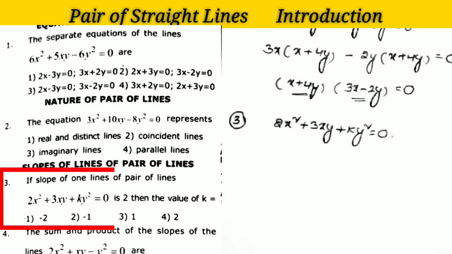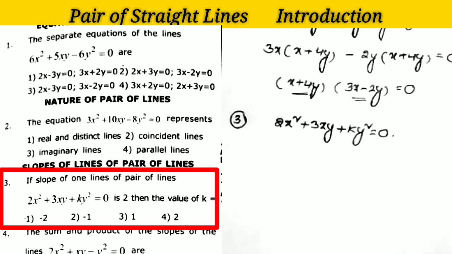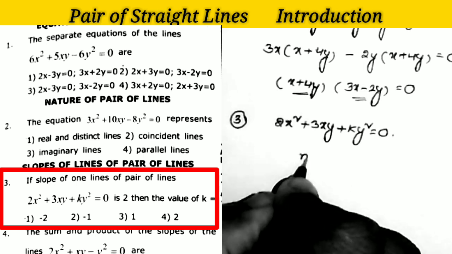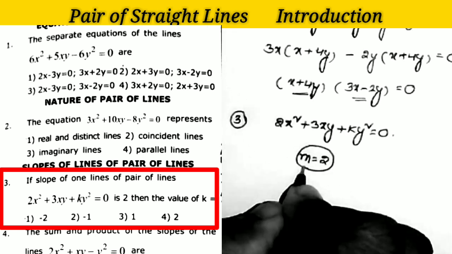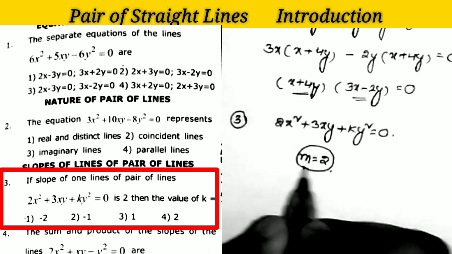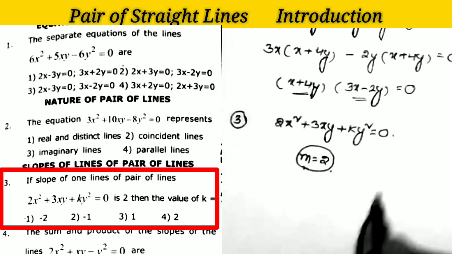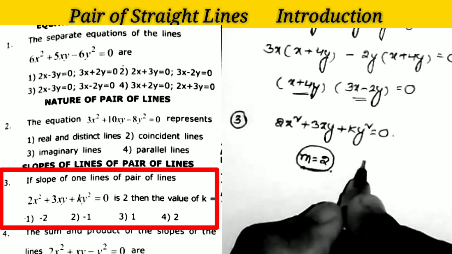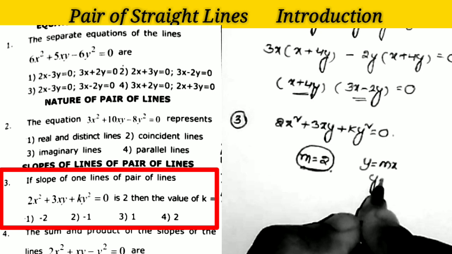Okay. Next problem is number 3. If the slope of one of the lines of the pair of lines 2x square plus 3xy plus ky square is equal to 0 is 2, then the value of k is equal to. So given that the slope of one of the lines is equal to 2. Suppose the slope of the one line is m, that is m is equal to 2. This is the given data. Then what is the value of k? We want the k value. So here slope is equal to 2, what is the line equation? The actual formula is y is equal to mx. That is y is equal to 2x.